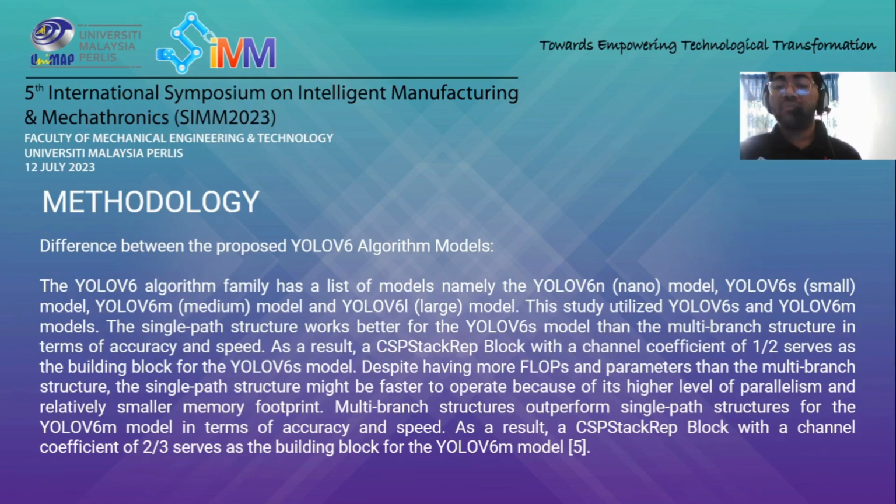Multi-branch structures outperform single path structures for the YOLOv6m model in terms of accuracy and speed. As a result, a CSP stack rep block with a channel coefficient of 2/3 serves as the building block for the YOLOv6m model. Alright, so this is the difference between the two models that we have used.